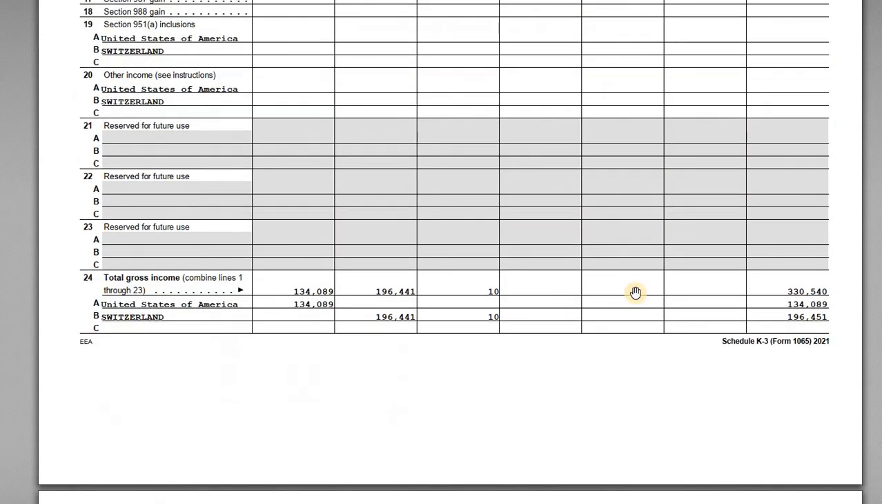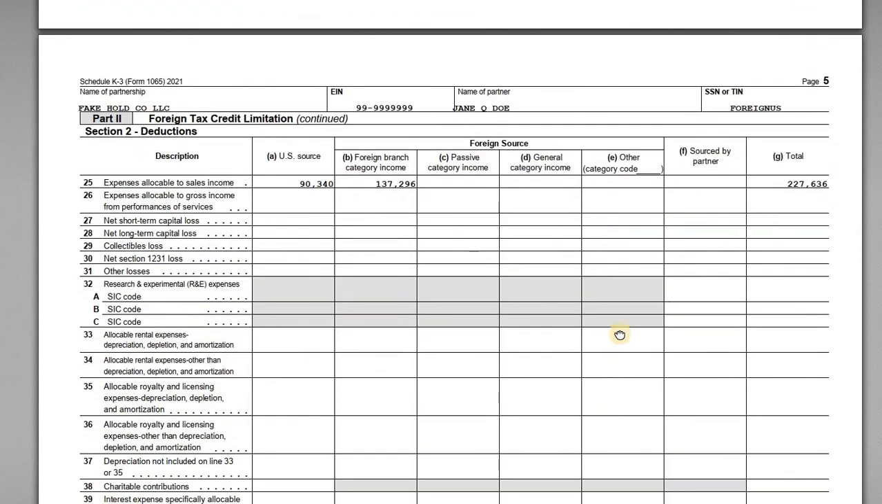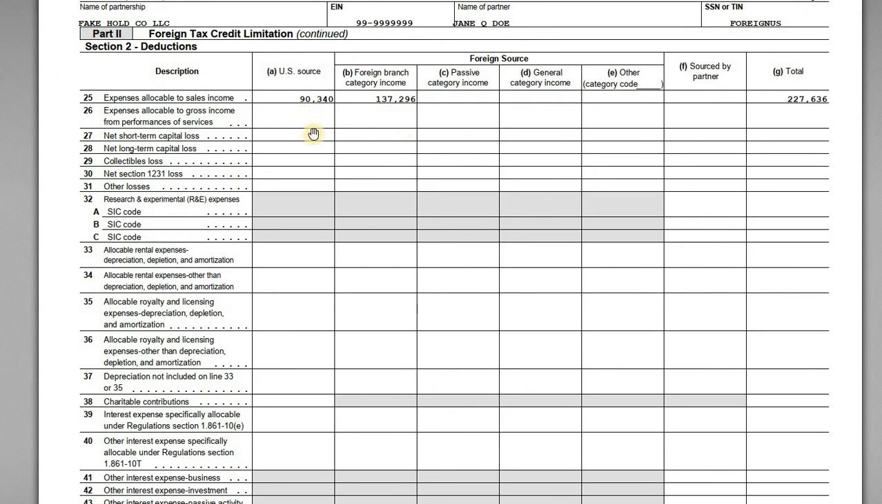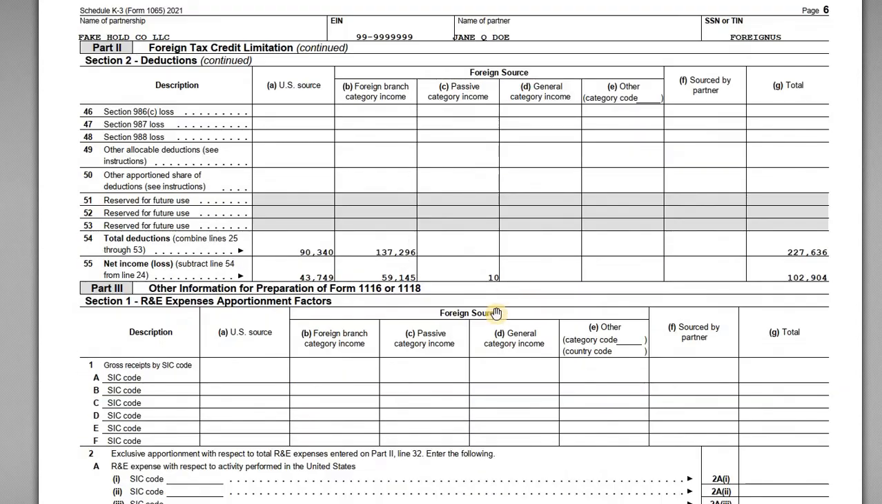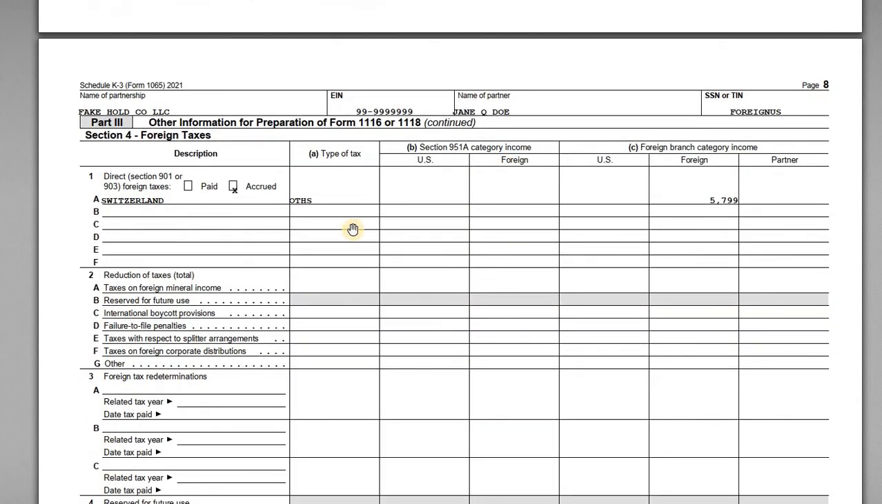All right, so after the gross income section, the foreign tax credit limitation section for deductions, again, there's the breakout of the U.S. versus foreign source. And then at the bottom there, the net income allocations across each type. So $10 in total passive foreign category income to her. And then the foreign branch category income, that's the Swiss piece, the ordinary trade or business. And then the U.S. side is, of course, the U.S. ECI plus the U.S. allocation of interest income. All right, and then of course, Section 4, the foreign taxes, pretty straightforward there.